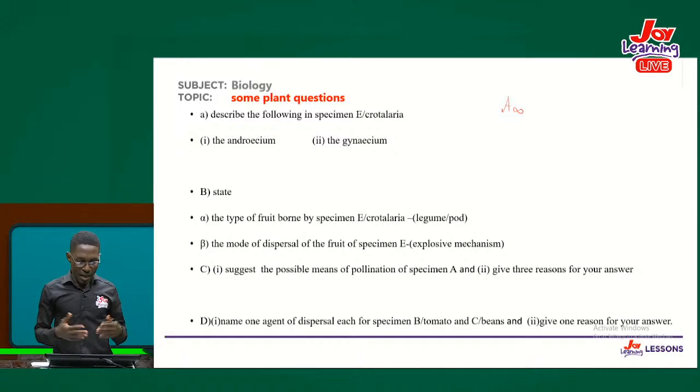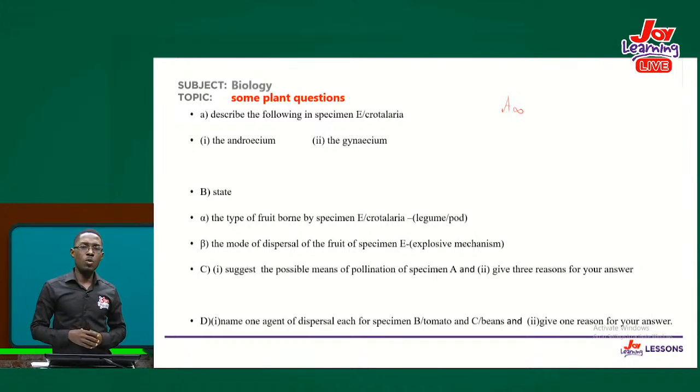Now B, another set of questions. State the type of fruit borne by specimen E. Usually the fruit is a legume or a pod nature. So if they ask you, usually those ones that shake can undergo the explosive mechanism. For this one, this is what they do. They are testing your knowledge. The mode of dispersal of the fruit of this specimen is explosive mechanism.